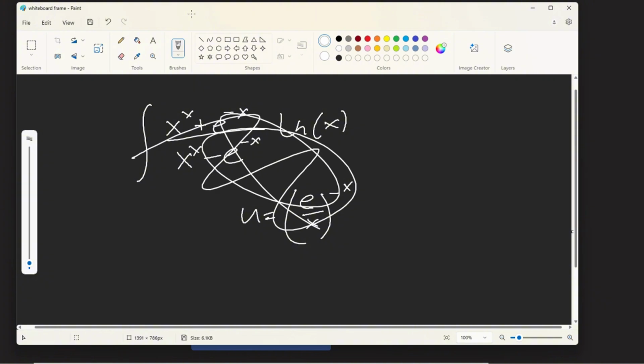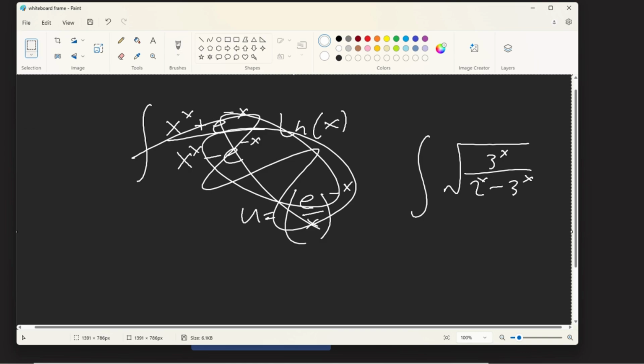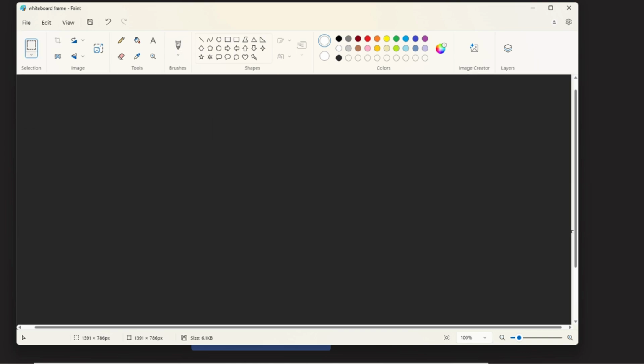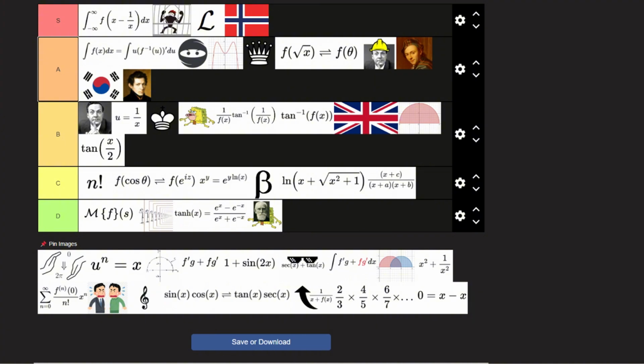I don't know, something like this. But it can get spicier, or it can get something like square root of 3x. You can scare a lot of people with Norwegian Substitution. But if you know what it is, it becomes very satisfying, and the integrals are just simply easy. It just looks very cool and monstrous for those who don't know Norwegian Substitution. So, S tier. I'd say S tier.